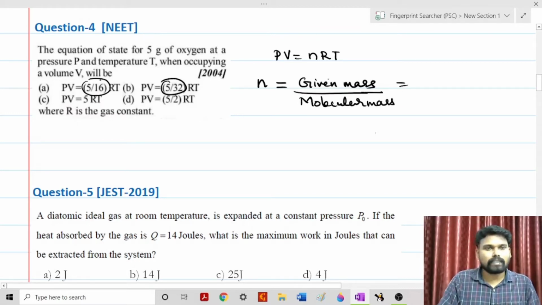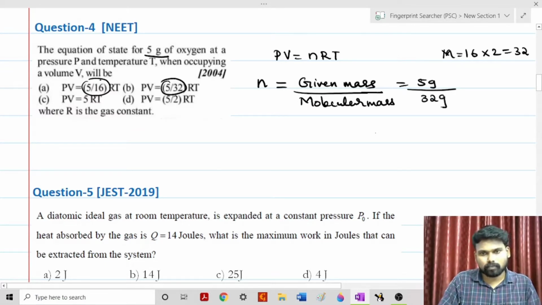Okay, what is the given mass? You can see that 5 gram of oxygen. So 5 gram is the given mass, and what is the molecular mass? Molecular mass of oxygen is 16 into 2. What is that? 32, right? This is the molecular mass of oxygen. So it is 32 gram. So here it will be 5 by 32.